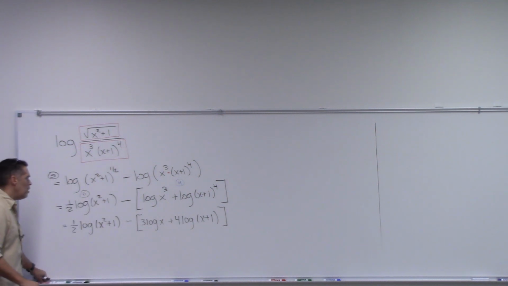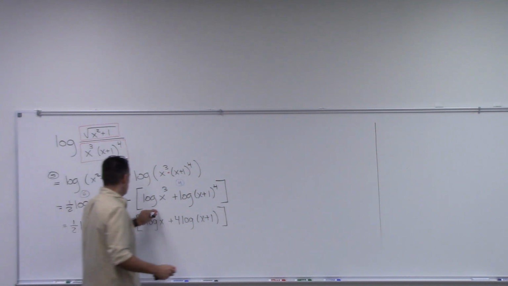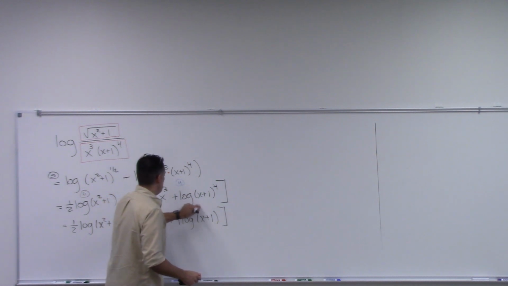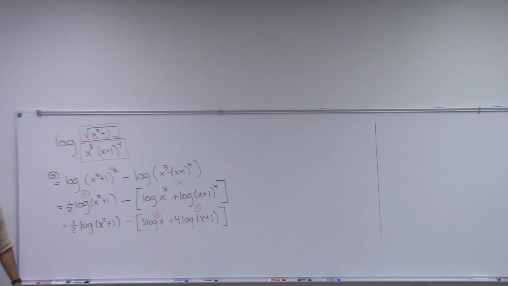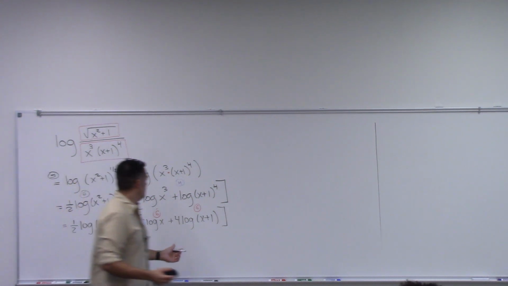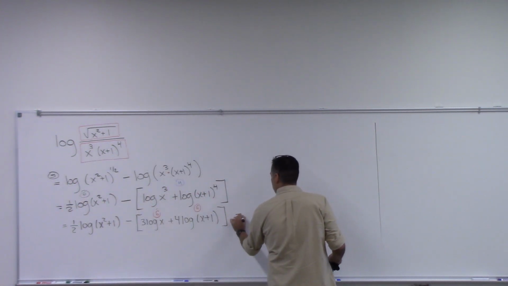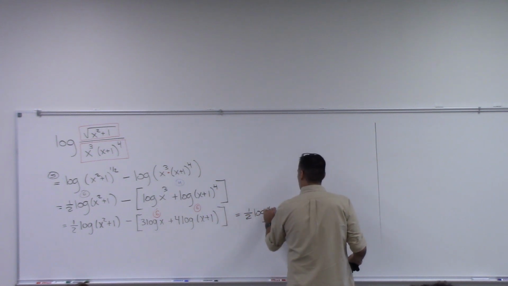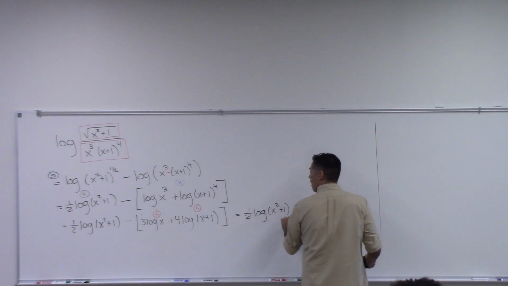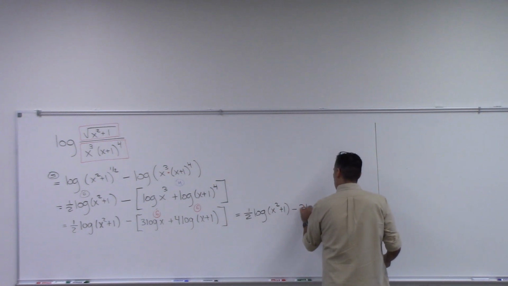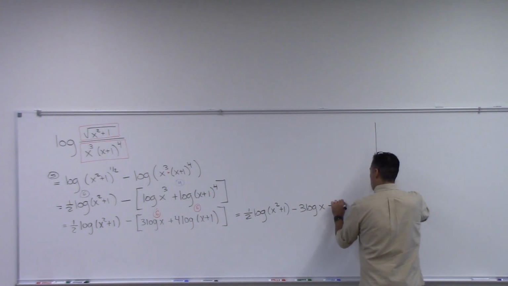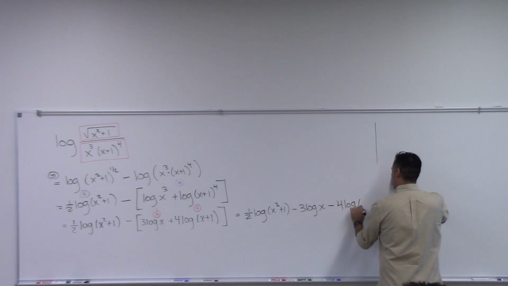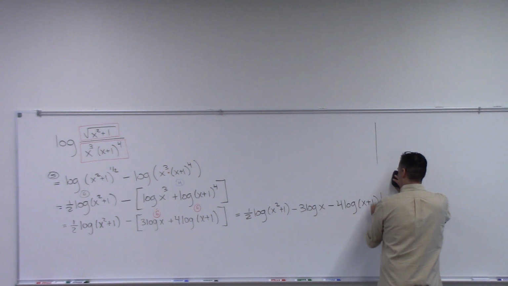For that, I used property 6, right? 6 on this one, and 6 on that one. One last step, distribute the negative, we're done. So this will be negative, or not negative, 1/2 log of x squared plus 1, then minus 3 log x, and then minus 4 log x plus 1. There it is.